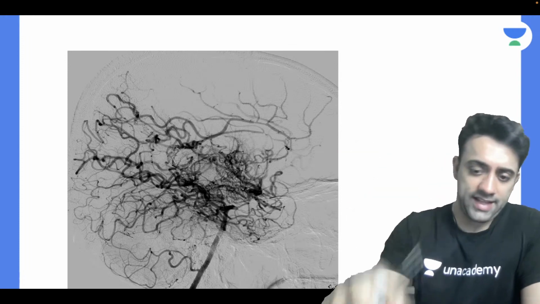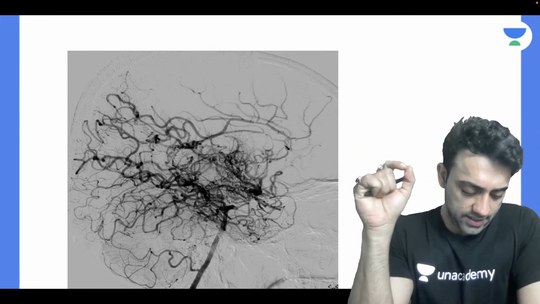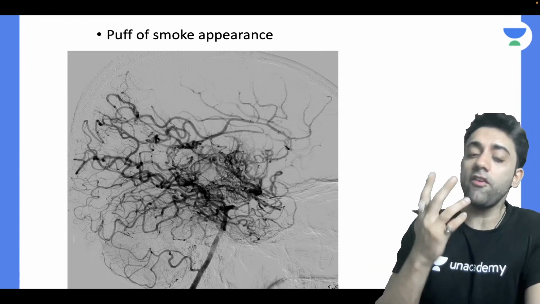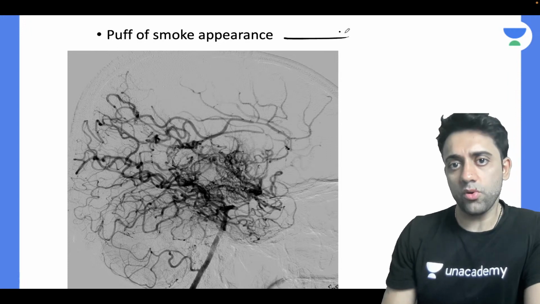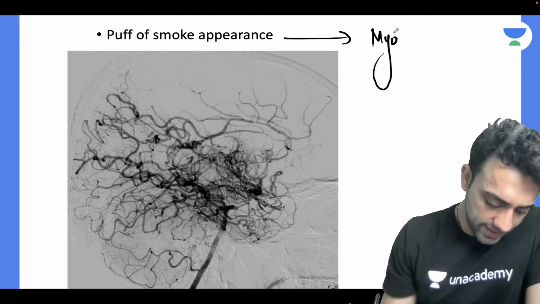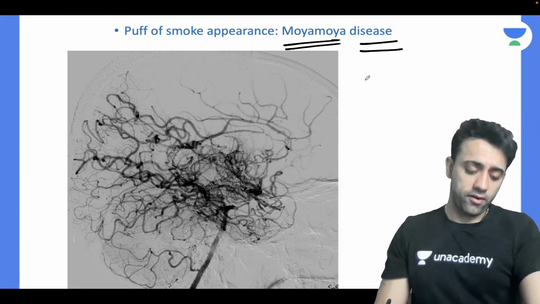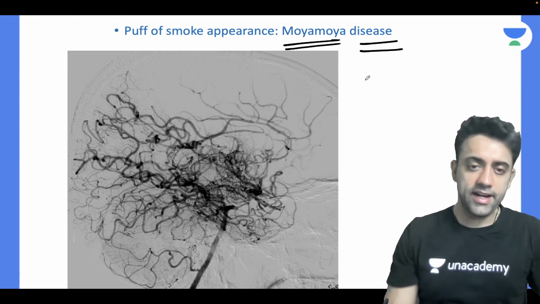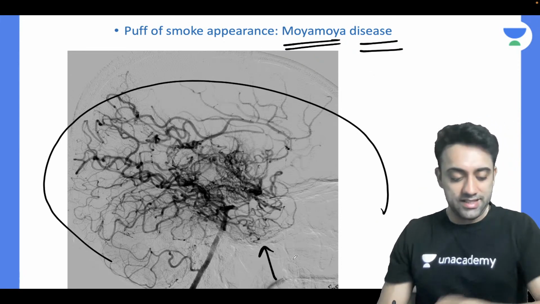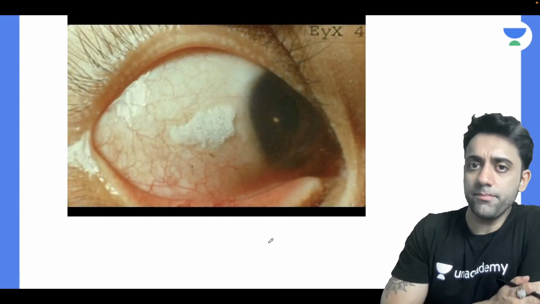Okay, exactly. What is this sign? This is nothing but, very importantly, the puff of smoke appearance. Where do you see it? In Moyamoya disease, exactly. Puff of smoke appearance is a very important finding in a cerebral angiogram. This is a brain, okay? It's a cerebral hemisphere, with a puff of smoke seen in Moyamoya disease. Very good. Now this was a very simple question.